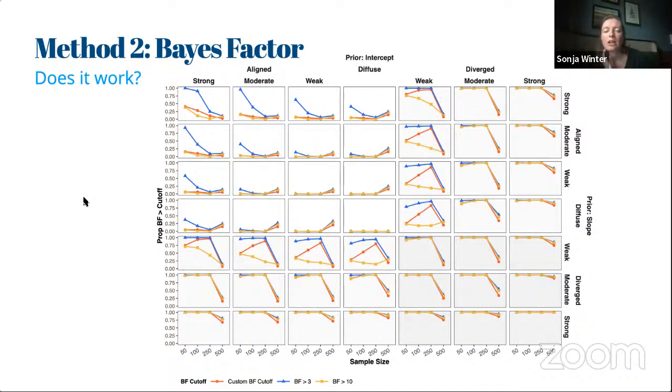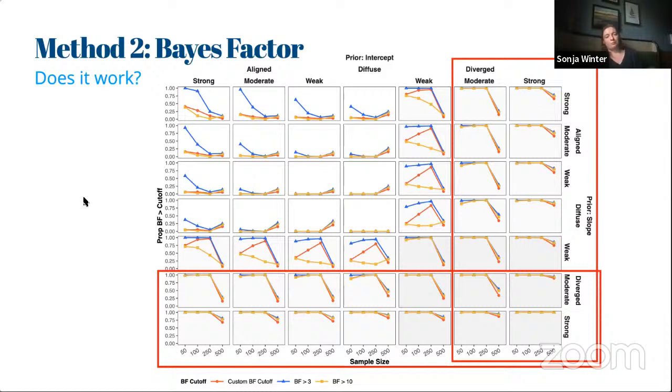The yellow-orangey line stands for a Bayes factor larger than 10, so this is slightly more stringent. And then in addition to that, I also used some ROC analyses to find a custom cutoff at each sample size level that would optimize detection of prior data disagreement, which is shown here in a red line. Overall, I think we can see that all 3 cutoffs were likely to detect prior data disagreement under the prior conditions that we are interested in, which are those diverging and moderately or strongly informative priors.